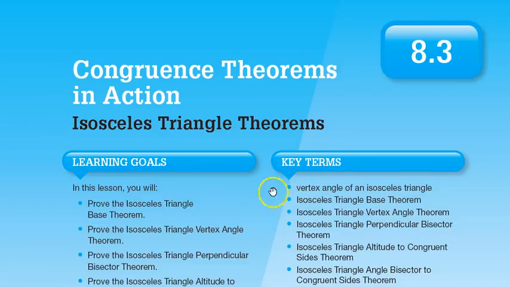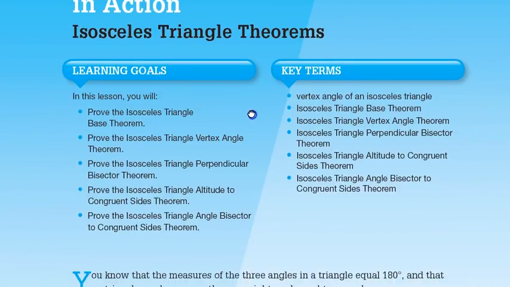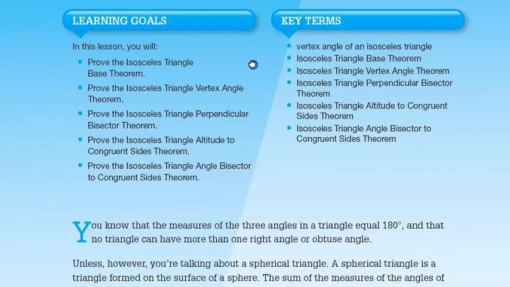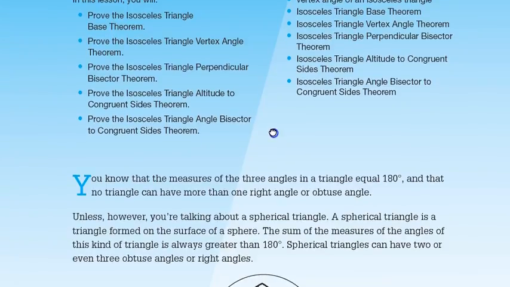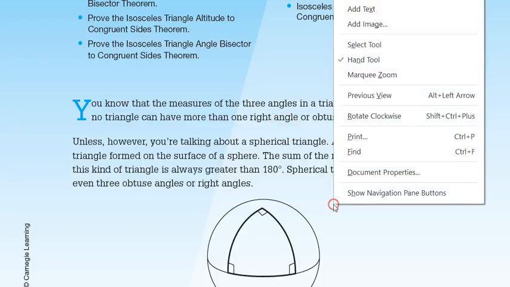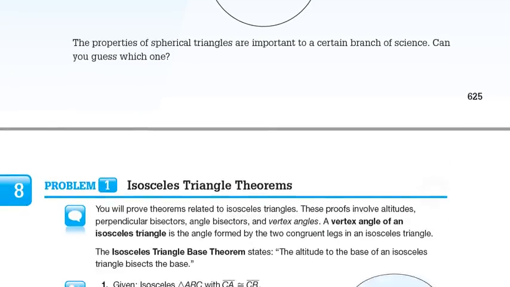Okay, so in this lesson, you're going to be proving the isosceles triangle base theorem, the isosceles triangle vertex angle theorem, the isosceles triangle perpendicular bisector theorem, the altitude to congruent sides theorem, and the angle bisector to congruent sides theorem. So I'm going to walk you through how to get this done. Let me go ahead and walk through here.